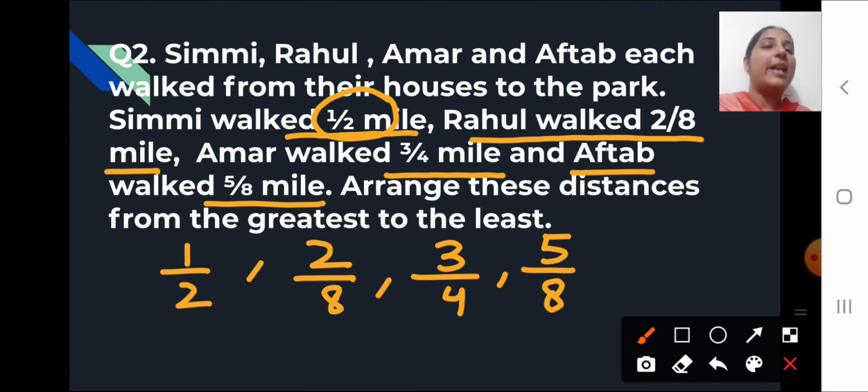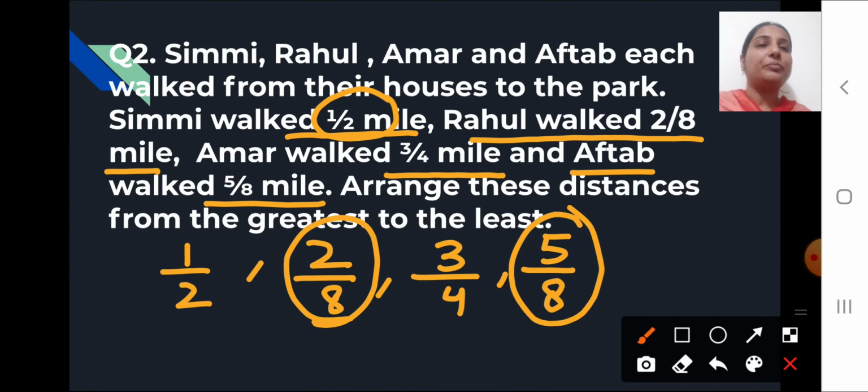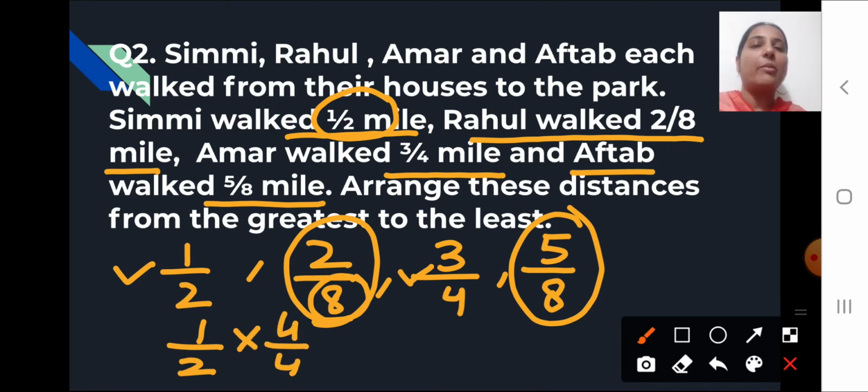We can only compare these fractions when they are like. What do you mean by like? Like means their denominators should be the same. So here you can see two fractions which have the same denominator. So what we will do, we will make 1/2 and 3/4 also like fractions. We will write the first fraction, that is 1/2, and to get the denominator 8, we will multiply both the numerator and denominator by 4. So 1 4s are 4 and 2 4s are 8.